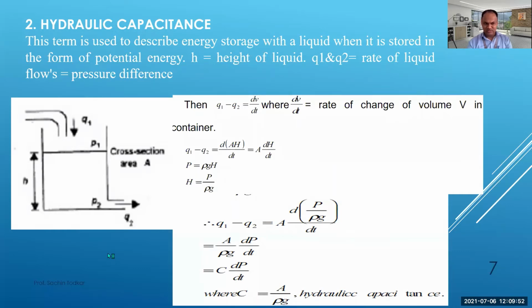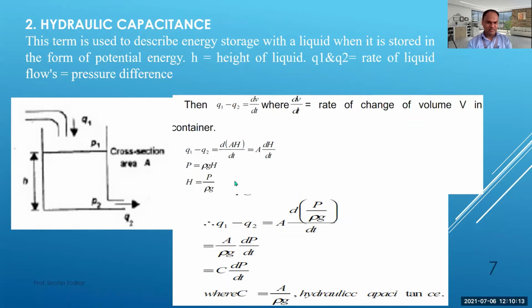Q1 is the input and Q2 is the output of this particular container. So Q1 minus Q2 must be equal to the rate of change of volume in that container. Now Q1 minus Q2 must be equal to the derivative of area into H, height. So this is volume, area into height of that water.